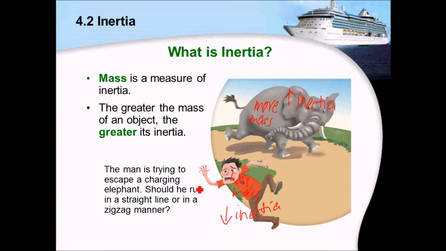So the question is, should he run in a straight line or a zigzag manner to avoid the elephant? Obviously the answer is he has to run in a zigzag manner. Why? Because the elephant is so heavy with so much mass that it cannot change its direction as fast as the man. So if the man is able to change his direction very fast, he can outrun the elephant by running in a zigzag manner.